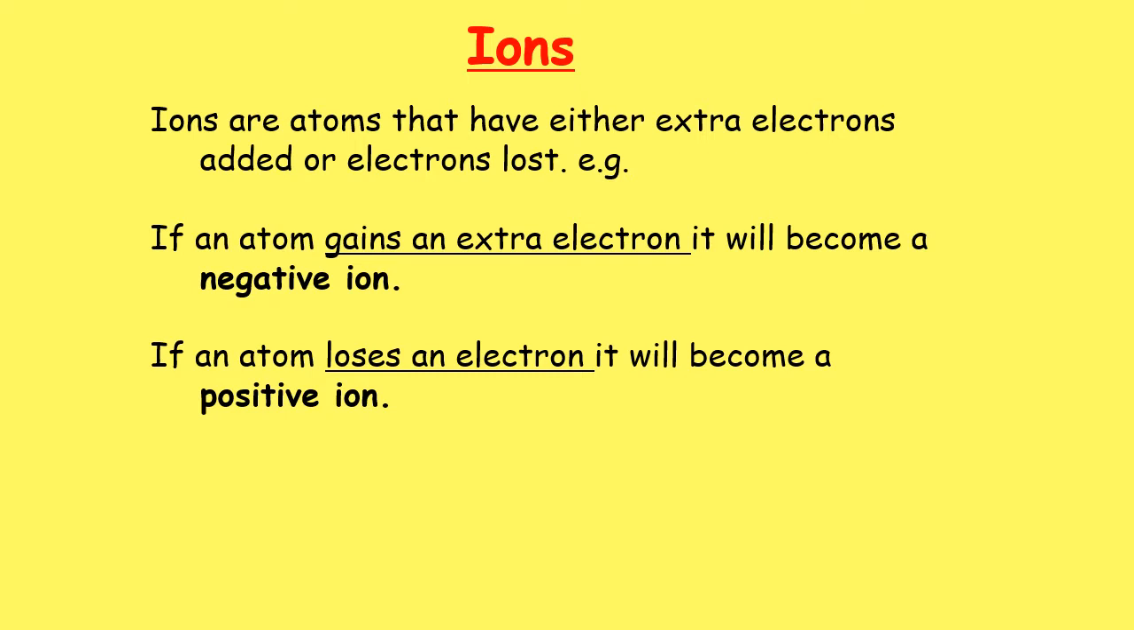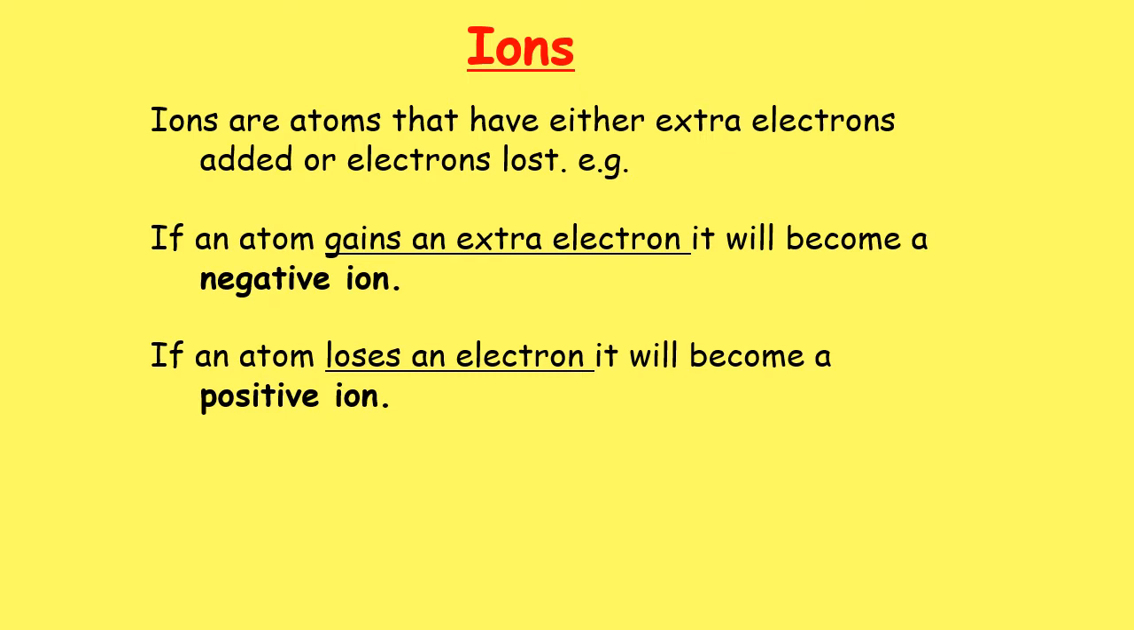If you lose an electron, you become positive. If you lose 1 electron, you become positive 1. If you lose 2 electrons, you become 2 positive, and if you lose 3 electrons, you become 3 positive.